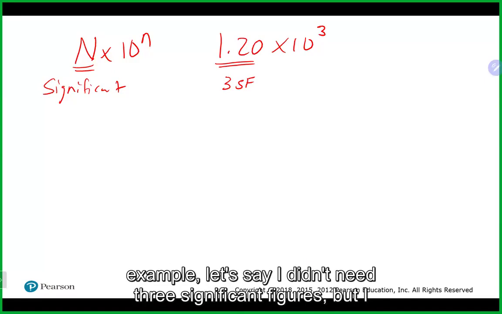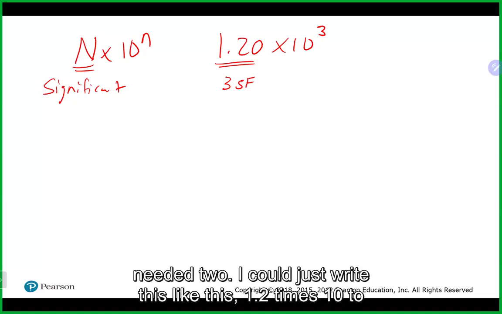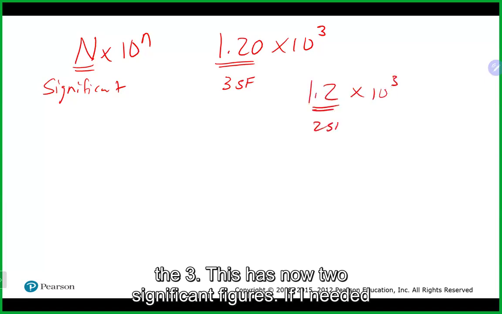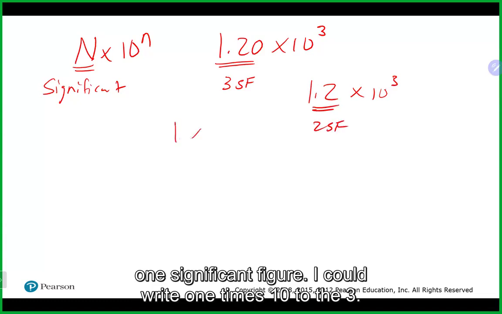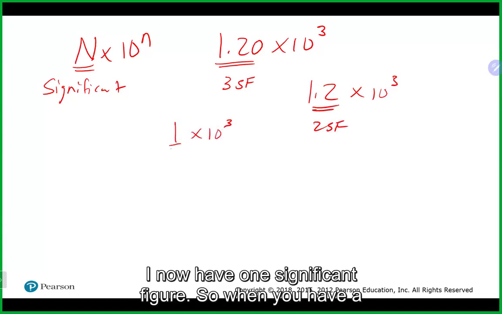So for example, let's say I didn't need 3 significant figures, but I needed 2. I could just write this like this, 1.2 times 10 to the 3. This has now 2 significant figures. If I needed 1 significant figure, I could write 1 times 10 to the 3. I now have 1 significant figure.